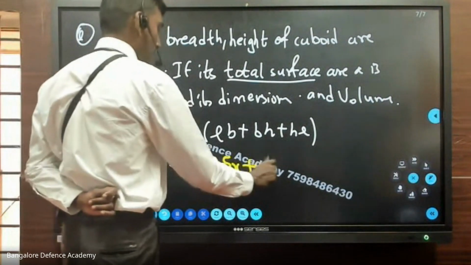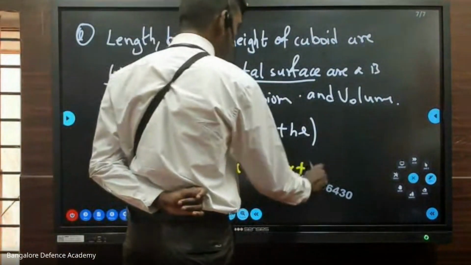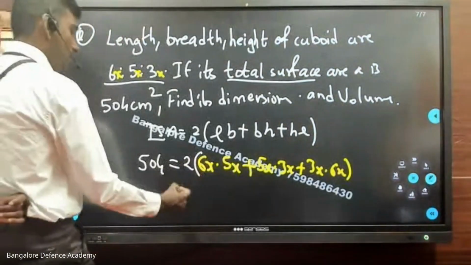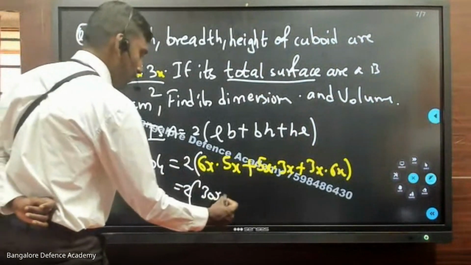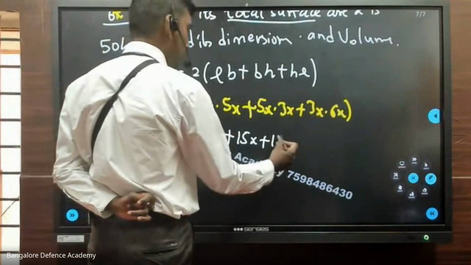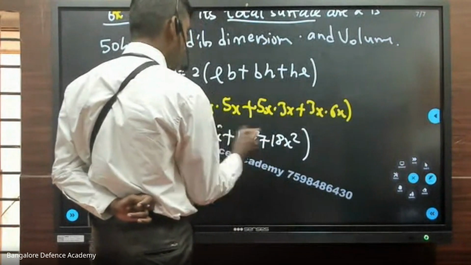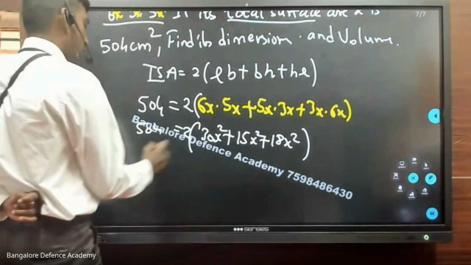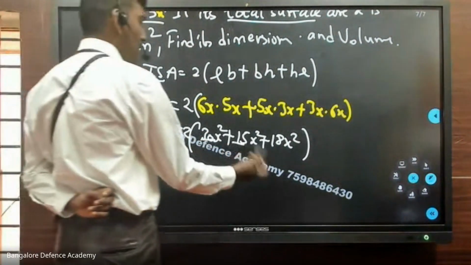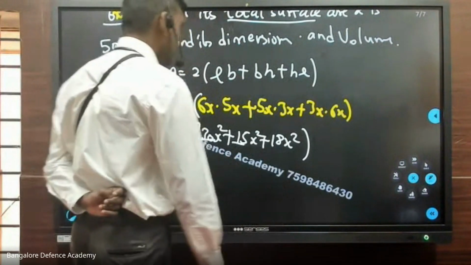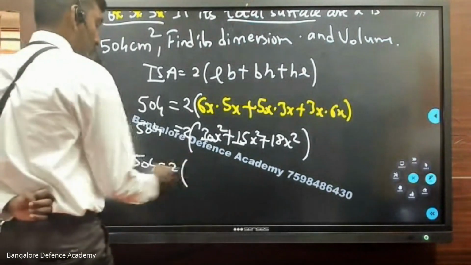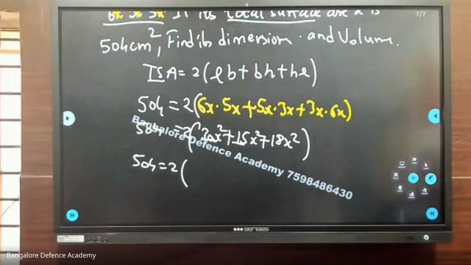So this becomes 6x into 5x plus 5x into 3x plus 3x into 6x. Correct? Now 6 into 5 is 30x square, plus 5 into 3 is 15x square, plus 3 into 6 is 18x square. And this is 504. So 504 is equal to 2 into (30 plus 15, 45, plus 18). 45 plus 18 is 63, no?